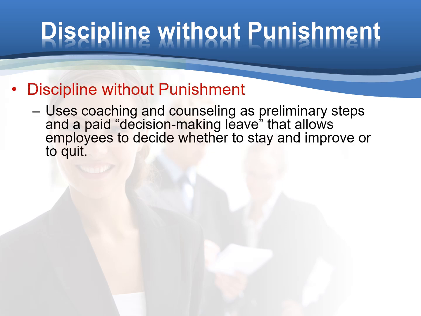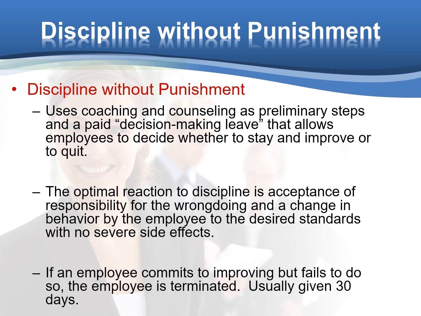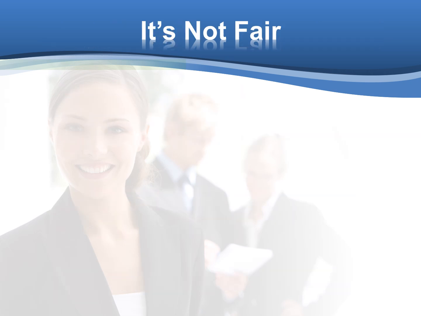Discipline without punishment. This is a method of using coaching and counseling as preliminary steps and a paid decision-making leave that allows employees to decide whether they want to stay, improve, or quit. The optimal reaction to discipline is acceptance of responsibility for the wrongdoing and thus changing their behavior to the desired standards with no severe side effects. If an employee commits to improving but fails to do so, the employee is terminated. Usually they're given 30 days.